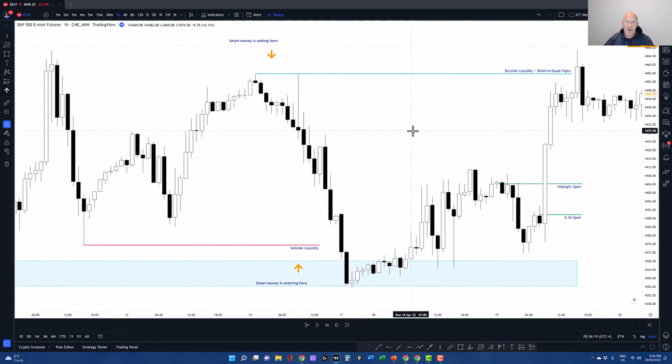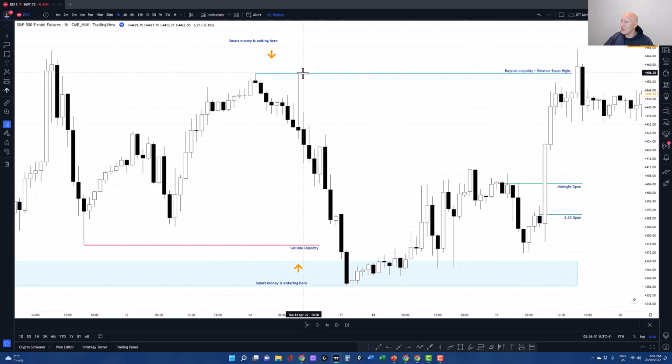So if we zoom into our 1 hour chart now, what we're looking at is that move down, which took out the sell side liquidity, and you can see the market touched into that imbalance that we talked about before, consolidating. You can see we come into that New York session. We have our midnight open here. So remember, we're talking about New York time. So this is midnight New York time. The market trades lower. We then have the 8:30 open. The market trades lower again before coming out and taking out this buy side liquidity at these relative equal highs here.